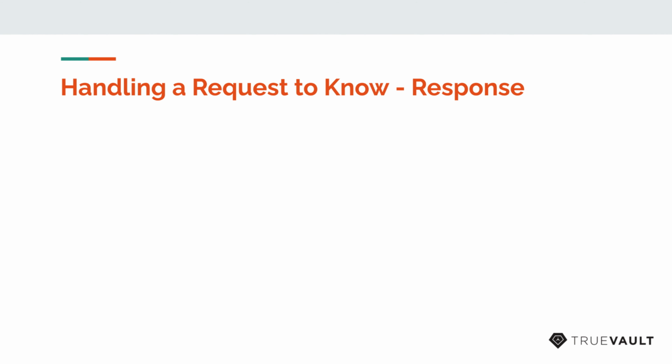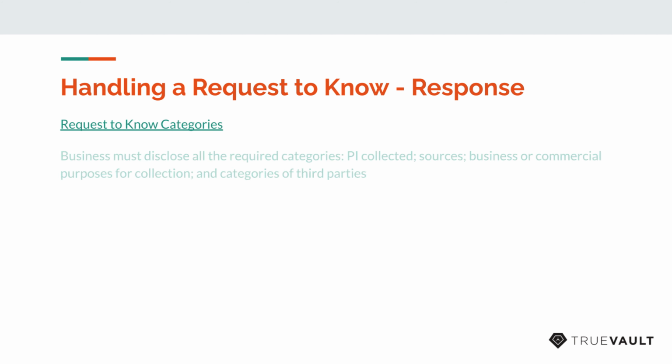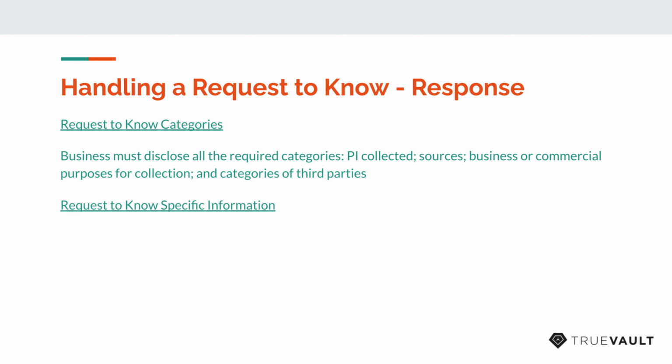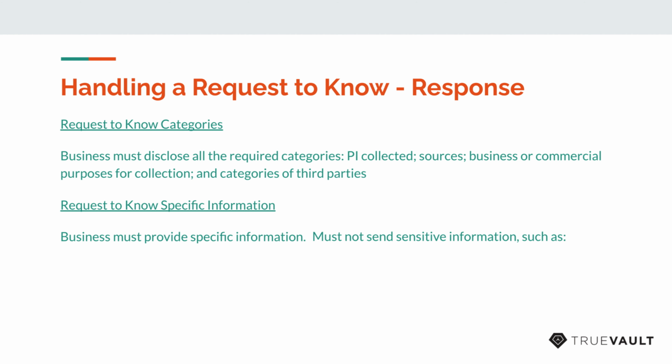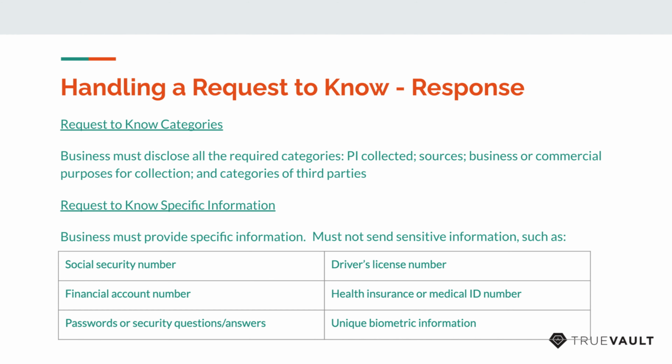When a consumer makes a request to know categories, a business must provide the categories of personal information it has collected about the consumer, the categories of sources, the business or commercial purposes for collection, and the categories of third parties with whom each category of personal information is shared. When a consumer makes a request to know specific information, a business must provide the specific pieces of information it has collected about a consumer. However, in responding to a request to know specific information, a business must not disclose sensitive information, such as Social Security number, driver's license number, financial account number, health insurance or medical ID number, passwords or security questions and answers, or unique biometric information.